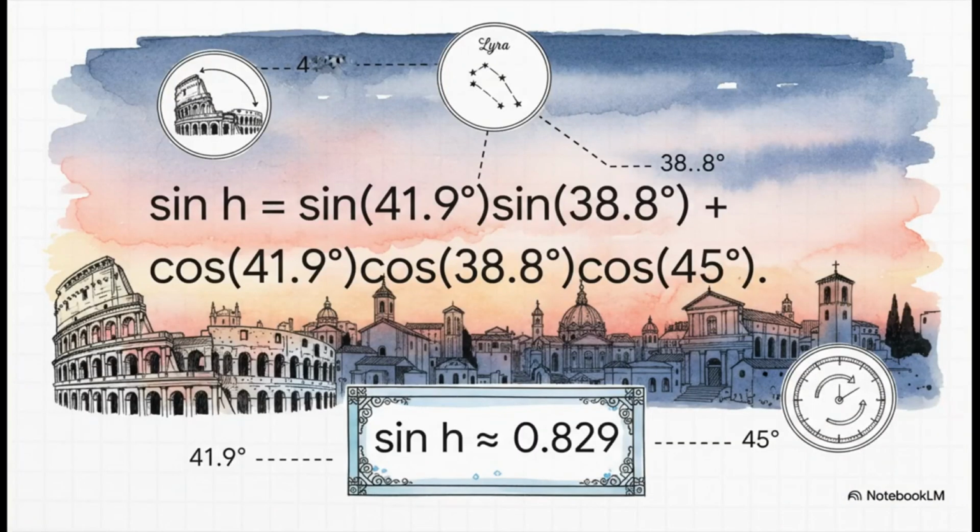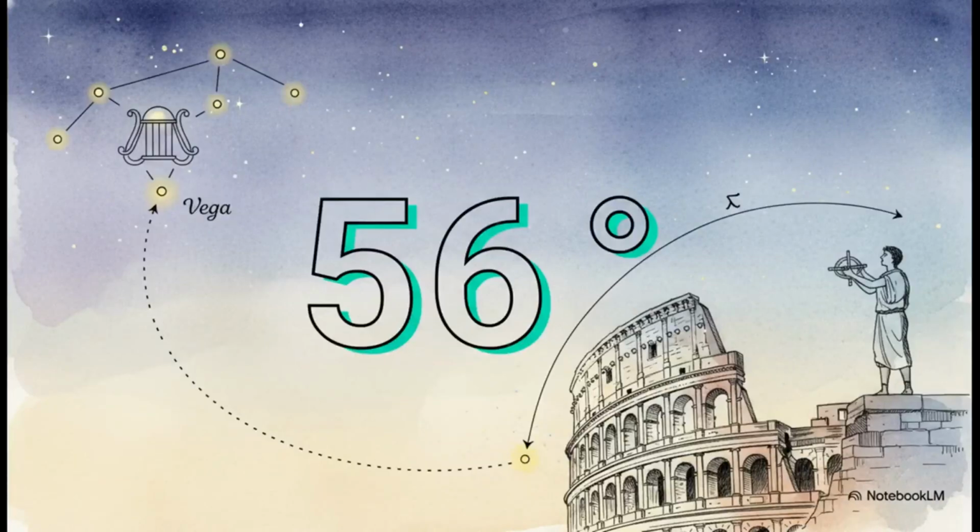First up, the altitude calculation. We take our known values for latitude, declination, and hour angle, and we plug them directly into that first formula we derived. After running the numbers, we find that the sine of the altitude, h, works out to be about 0.829. Now we just need to take the inverse sine or arc sine of that number to find the angle itself. And there we have it. Vega's altitude is approximately 56 degrees above the horizon for our observer in Rome.